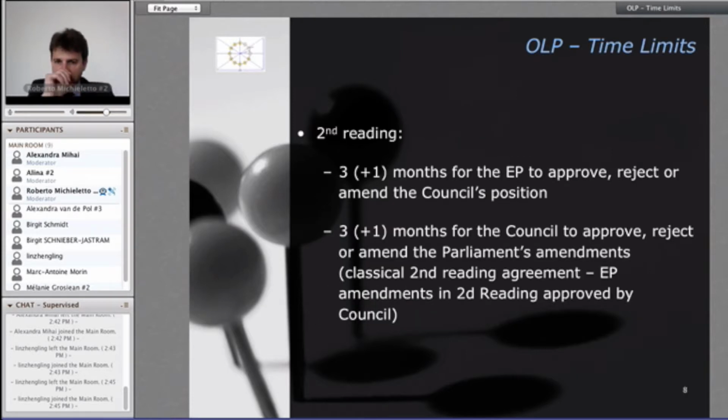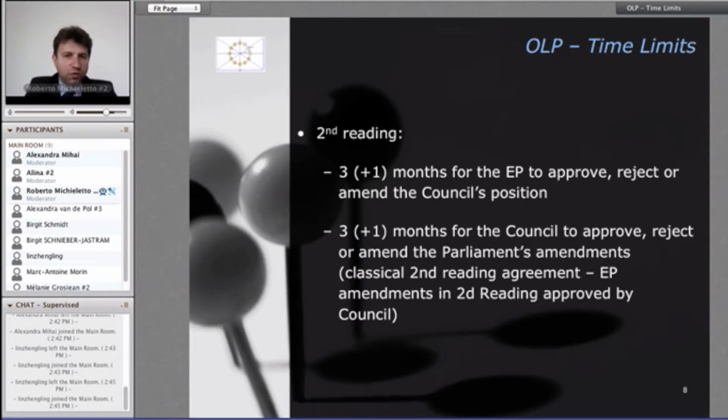So now we know that there is no time limit in the first reading, but there are time limits in the second reading. So we have 3 months, or the European Parliament has 3 months to approve, reject, or amend the Council's position. At the same time, when the European Parliament adopts its second position, then there are at the same time 3 months for the Council to approve, reject, or amend the Parliament's amendments. Okay, there are no more positions or amendments.